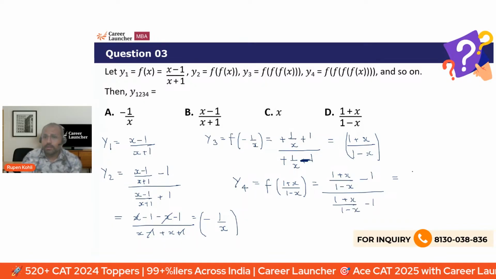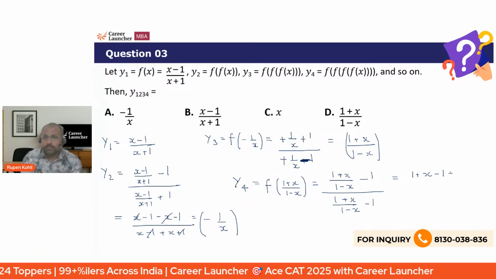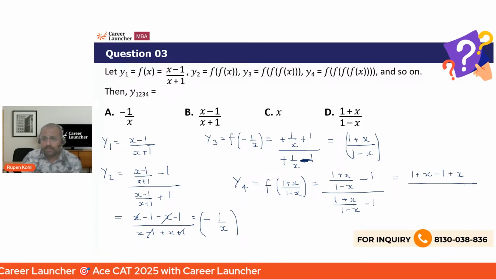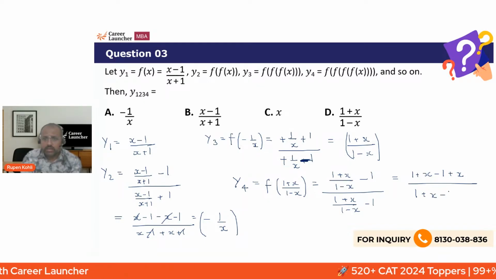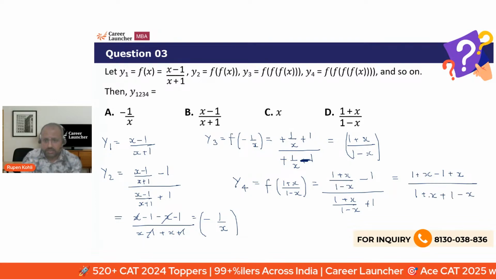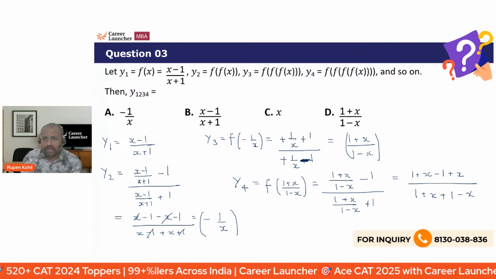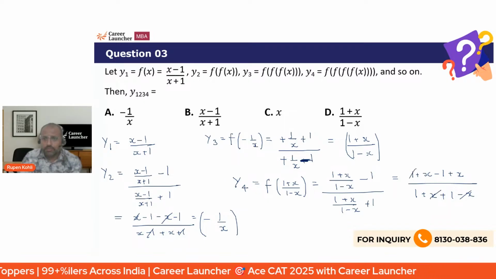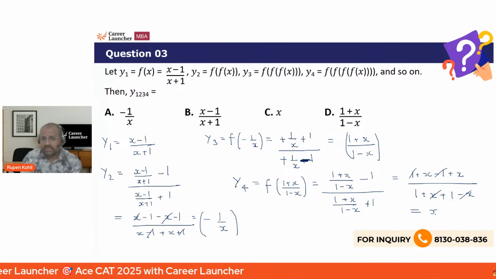Something will happen. We have 1 plus x minus 1 plus x. Again denominators will cancel off, the same denominators are there, and 1 plus x minus, sorry, this is plus, na, in the denominator, this is plus. 1 plus x plus 1 minus x. In the denominators, the x's cancel. In the numerators, the ones cancel. 2x by 2 or x.